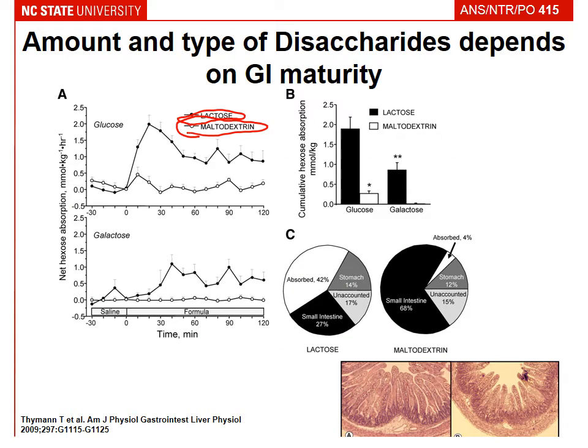Now, once we have our polymer chains of carbohydrates broken down to disaccharides, we have our disaccharidases that are able to work. And interestingly, the effectiveness of the disaccharidases actually ends up depending on the maturity of the GI tract. So here, for instance, this is some data looking at the maturity of the GI tract of piglets.